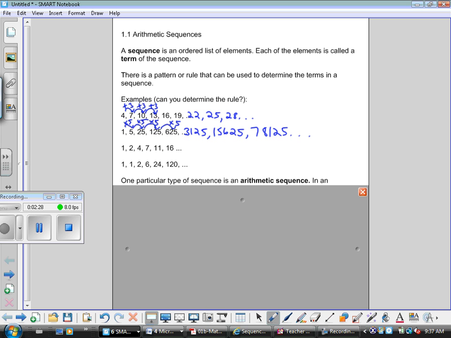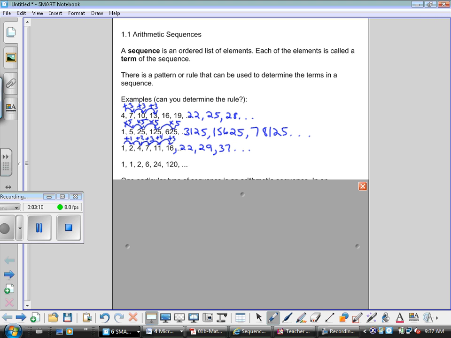Next, this one's different. You get from 1 to 2, and then 2 to 4, and 4 to 7. You might want to look at whether you're adding or multiplying. Maybe just to start, we'll say here we added 1, here we added 2, and here we added 3. Do what you need to do to look for a pattern. You can see that the number we're adding is always increasing by 1. So to get the next term, we're going to add 6 to 16, and then add 7, and then add 8. That's a little bit of a different one.